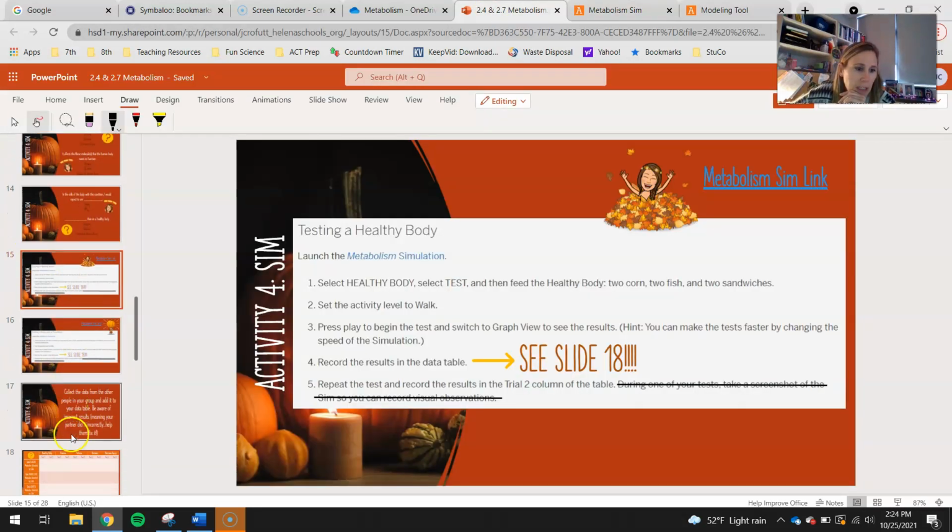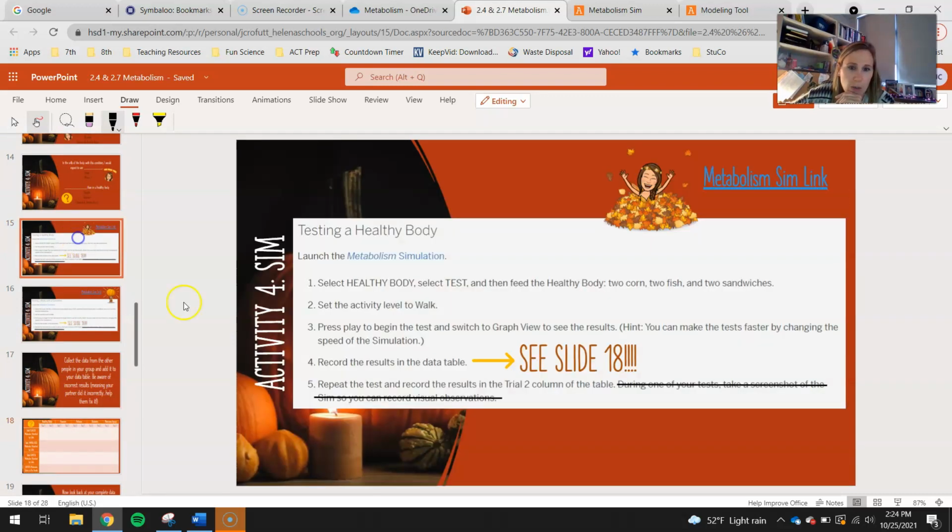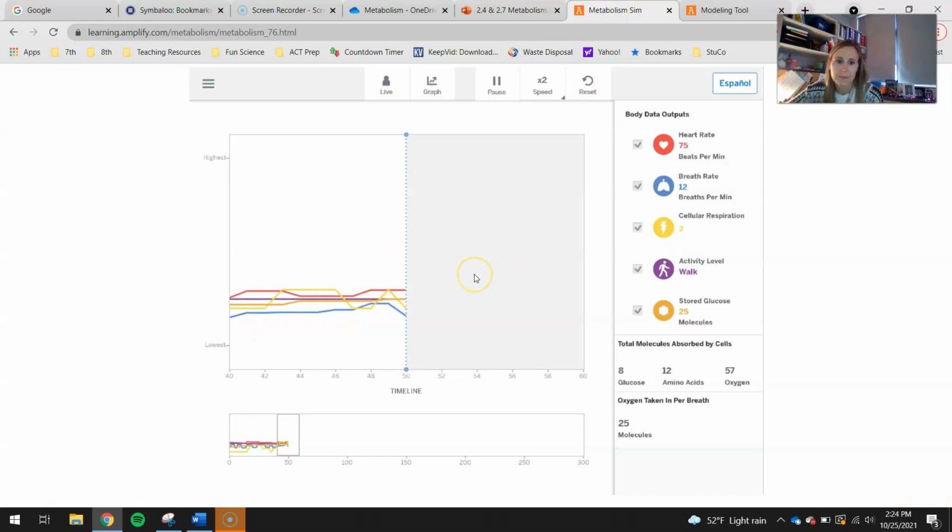Okay, you will be collecting your data on slide 18. So notice right here, see slide 18. So you are going to run this twice.